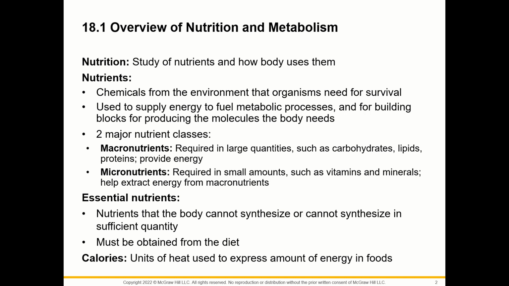There are also essential nutrients, which are nutrients that the body cannot synthesize or cannot synthesize in sufficient quantity, and thus they must be obtained from the diet. Calories are the units of heat used to express the amount of energy in foods. You're mainly going to get your calories from your carbohydrates, lipids, and proteins, which are the macronutrients, and they provide energy.